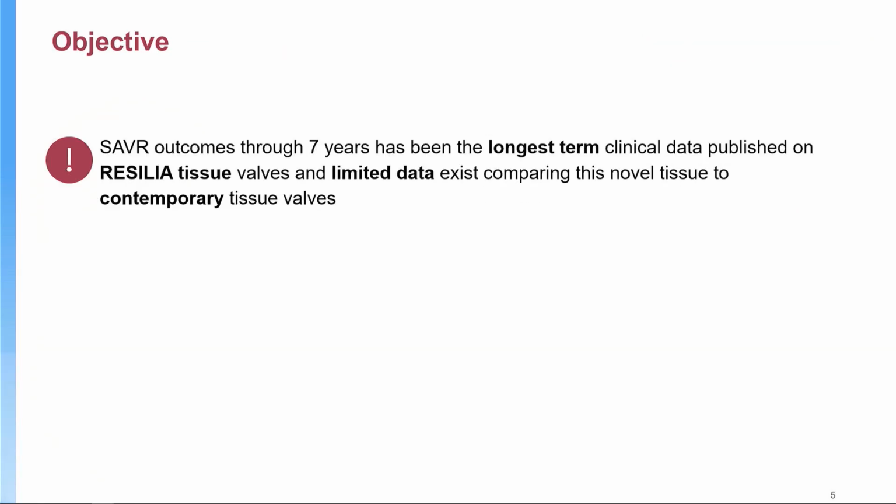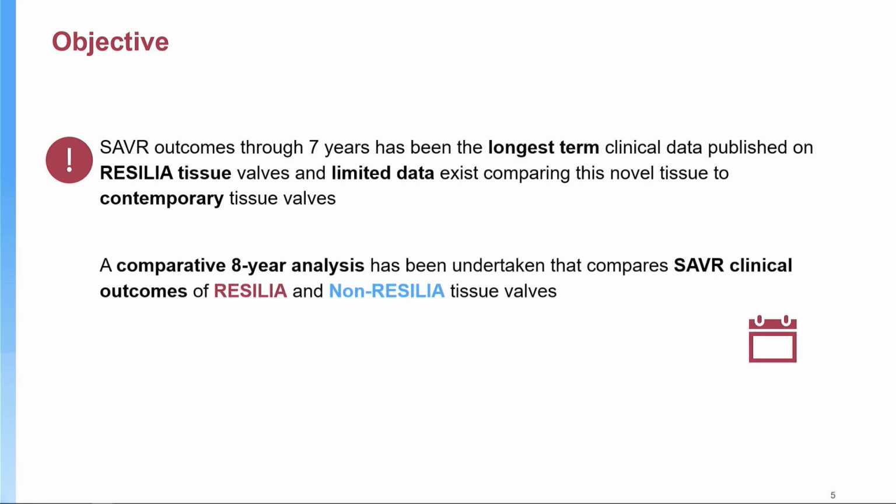So the objective of this study: the SAVR outcomes through 7 years are the longest-term clinical data published on Resilia tissue. However, limited data exists comparing this novel tissue to contemporary tissue valves. So the aim of this study is a comparative 8-year analysis that compares SAVR clinical outcomes of Resilia and non-Resilia tissue valves.